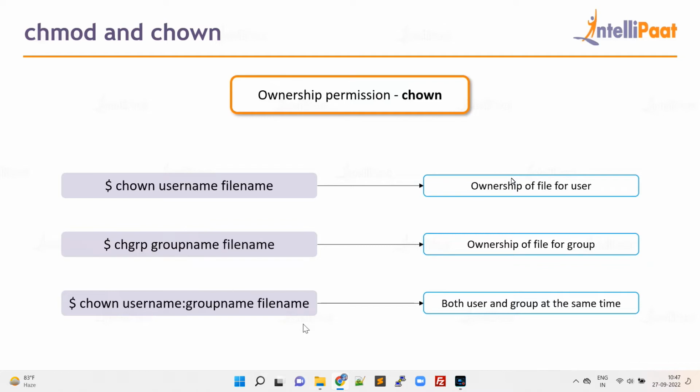And then chown username colon group name file name. So now both user and group at the same time. So let's say you want to give permissions to a user who's not in a group and also to the entire group. So now you can use this way of doing it: chown username colon group name file name. So this will give permissions to both the user as well as the group.